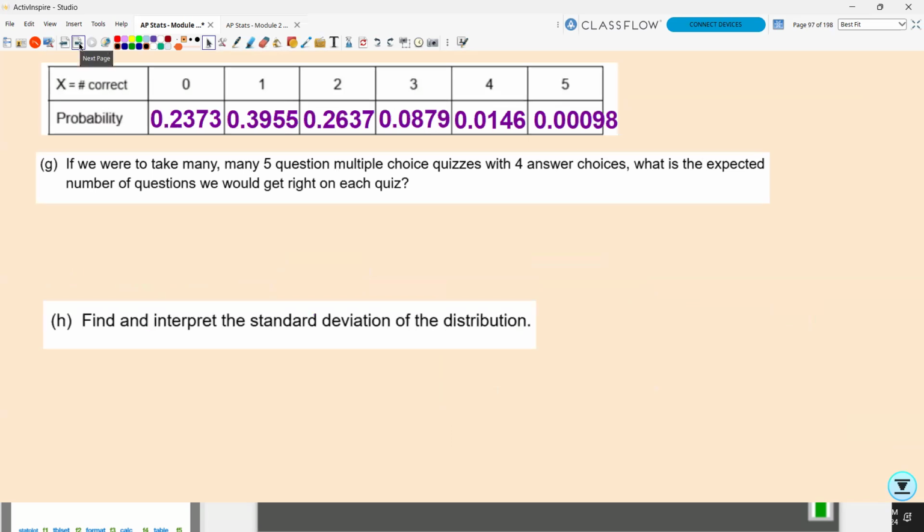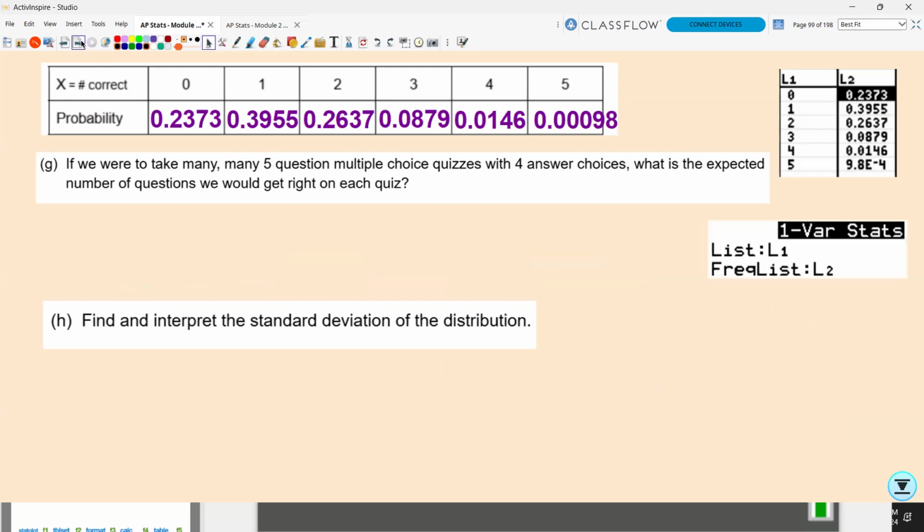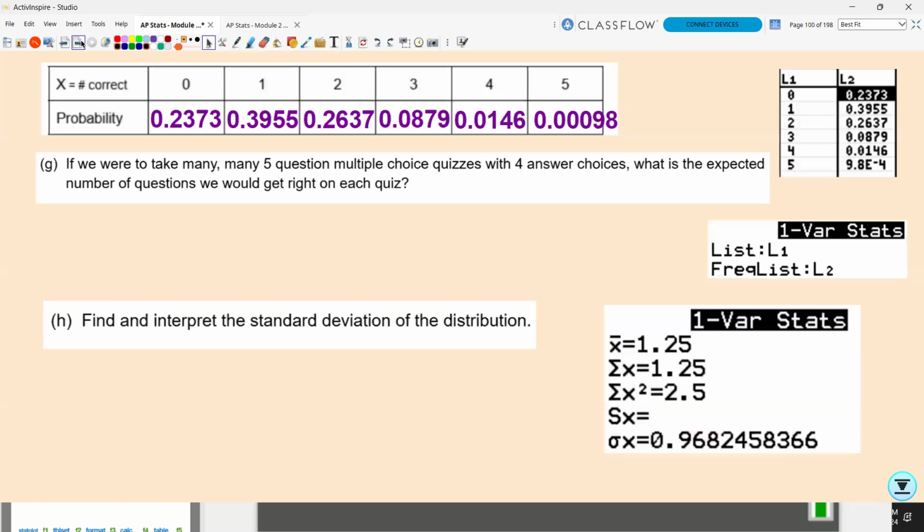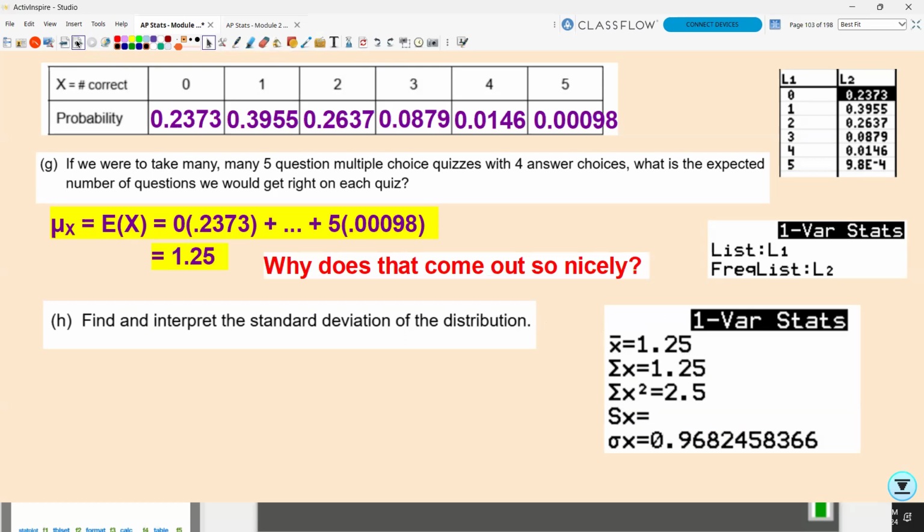So now we can answer a few questions. If we were to take many, many 5-question multiple choice quizzes with 4 answer choices, what's the expected number of questions we would get correct on each quiz? Well, let's look at our stat menu. We can put it in L1 and L2. Go to one-variable stats, put the frequency list as L2, and we can get our mean, x bar, 1.25, and also our standard deviation, which is 0.968. We'd probably be expected to show a little bit of work on that mean, but it comes out a suspiciously nice answer, and there's a reason for that, and we'll get to that a little bit later. Think about why that might be so nice of a number.